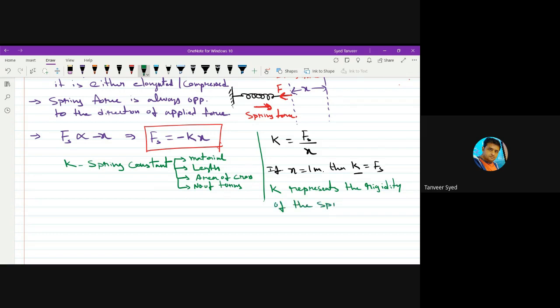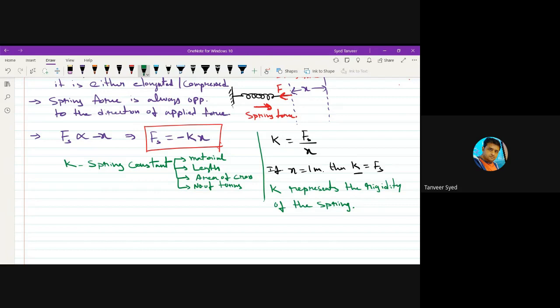What do you mean by rigidity? You have springs in your pens, right? Those click pens have a spring. If you take out that spring from your pen and try to elongate or compress it, you can do that very easily by applying very little force. And you have springs in gyms which are used to do exercise. If you want to elongate that spring, you need to apply a lot of force. It is very difficult.